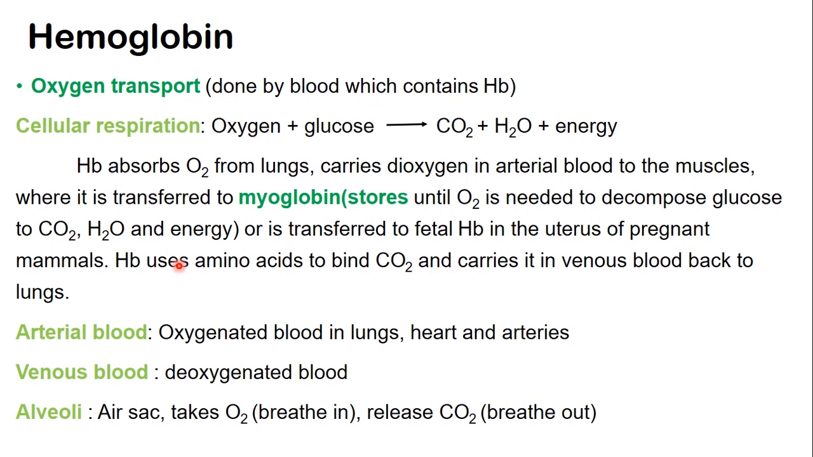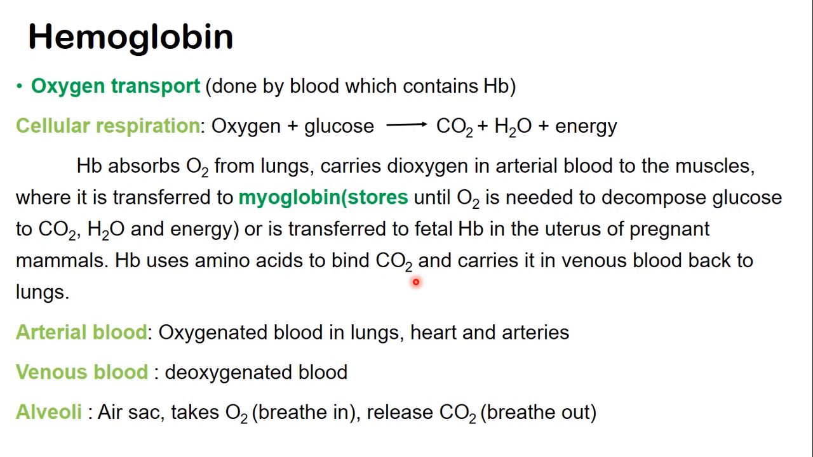So this protein is made up of many amino acids, and these amino acids present in hemoglobin will bind our CO2 and carry it via the venous blood back to the lungs. Once the carbon dioxide is taken by the hemoglobin to the lungs, in the lungs there is alveoli, which is containing the oxygen. Okay, because when we breathe in, it is taking in oxygen.